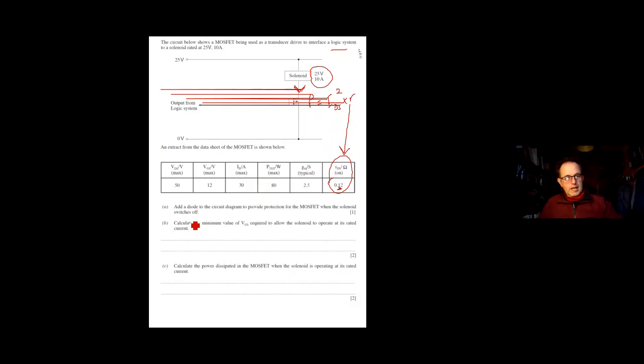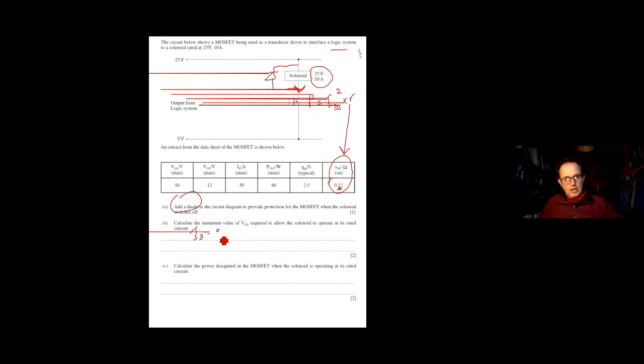So here we go. It says add a diode. So the diode is going to go on the collector. Doesn't matter which side of the solenoid you put it, on the left or on the right. That doesn't matter at all. Okay, calculate the value of the VGS. So you set up your equation. So you got your ID.